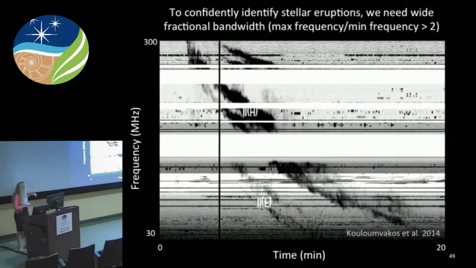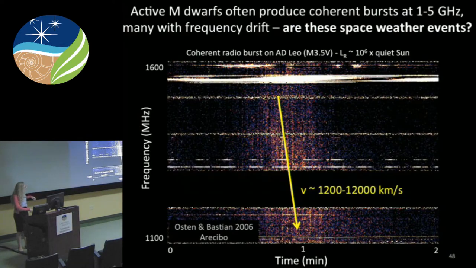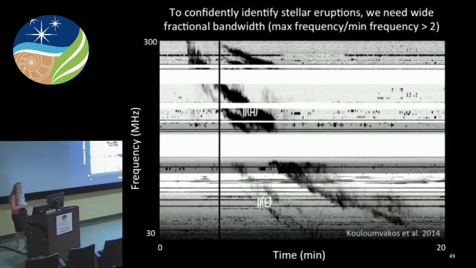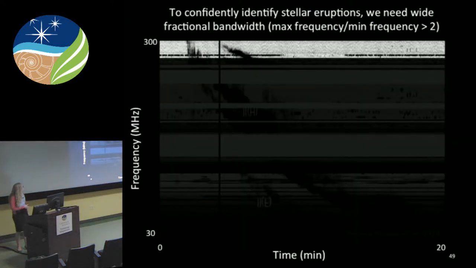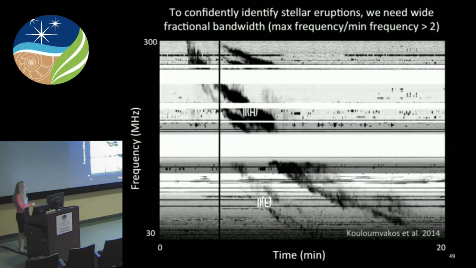But we would really like to be able to follow this event down to lower frequencies or over a wider range of frequency and see, is this really that traditional drift in frequency that you expect for space weather events? Again, looking at the solar coronal mass ejection, this has a fractional bandwidth, where maximum frequency over minimum frequency is a factor of 10. In contrast, most stellar observations have had a fractional bandwidth where max frequency over min frequency has been 1.5 or less. So the goal of this project was to be able to observe a wide range from max frequency to min frequency of a factor of a few instead of 50%.